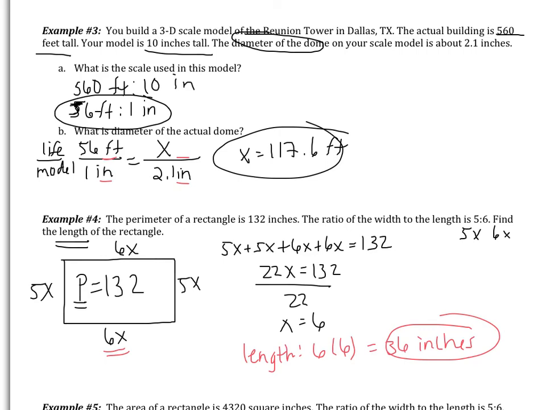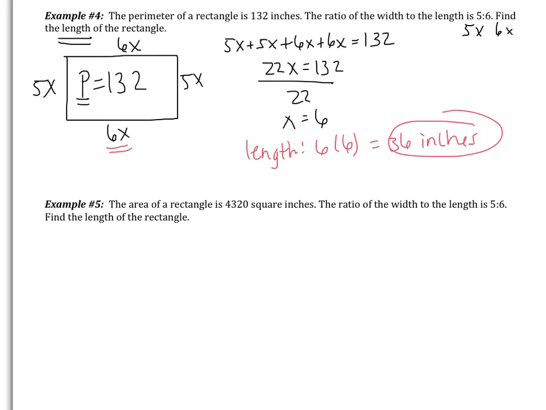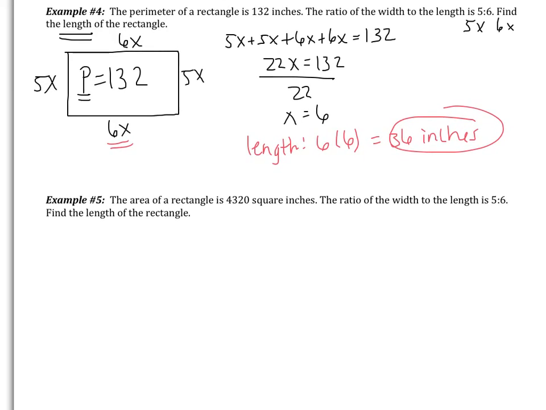Okay, now let's see if you can do a similar problem. Looking at example 5. This time it says the area of a rectangle is 4,320 square inches. The ratio of the width to the length is 5 to 6. Find the length. So the problem looks extremely similar. The only difference is that this time we have area. So pause the video, try this one on your own. It's going to be similar to the last problem, but not exactly the same. Good luck.